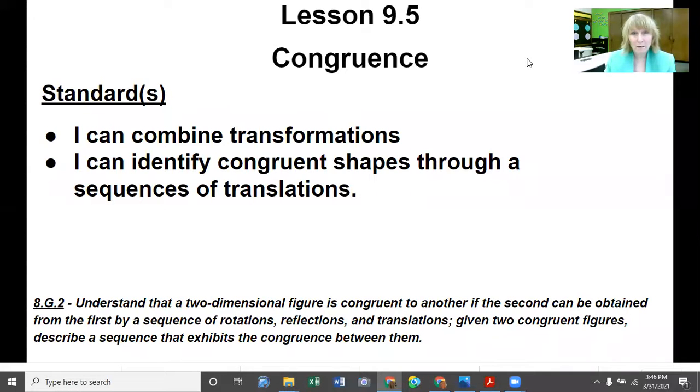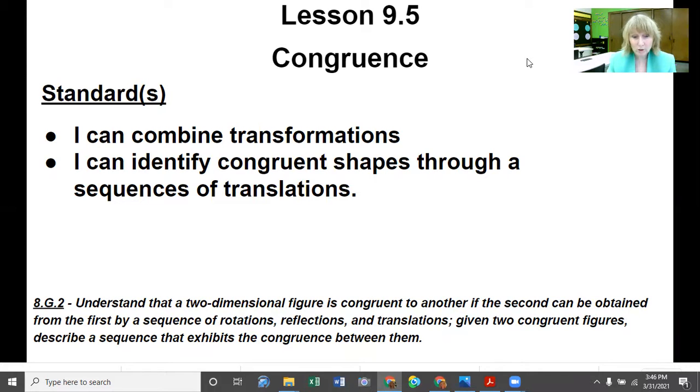Hello, this is going to be lesson 9.5. We're going to be talking about congruence today. Okay, our standards are going to be: I can combine transformations. I can identify congruent shapes through a sequence of translations.